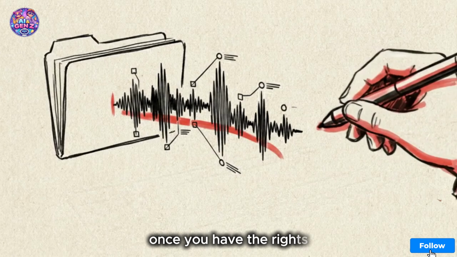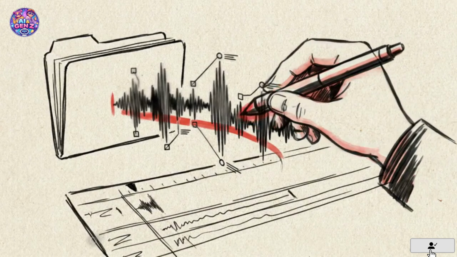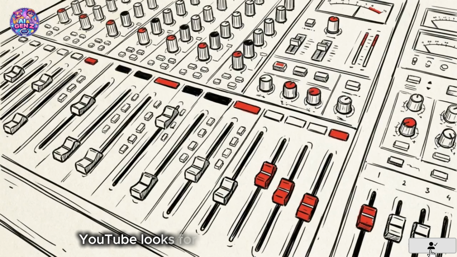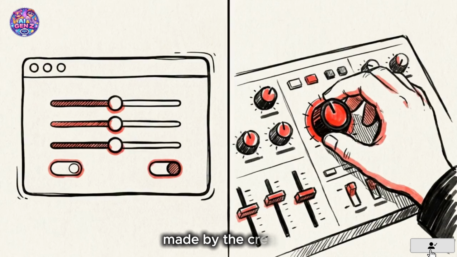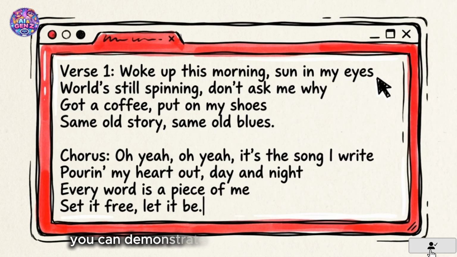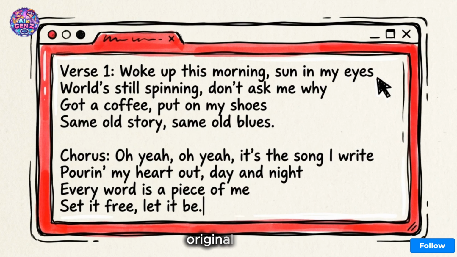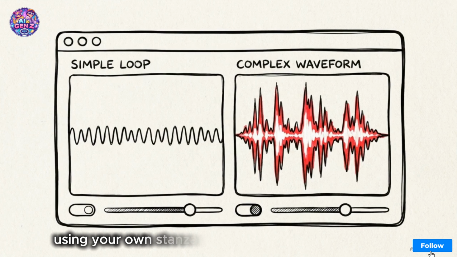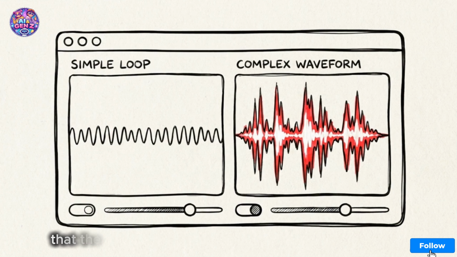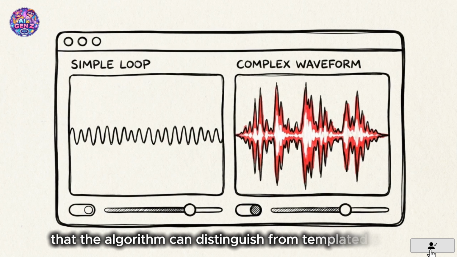Once you have the rights, the next step is providing evidence of human involvement in the audio file itself. YouTube looks for transformative human input. This means the final track should reflect creative choices made by the creator, rather than just the AI's default settings. You can demonstrate this by typing out your own original lyrics. Using your own stanzas instead of auto-generated text creates a unique file that the algorithm can distinguish from templated spam.